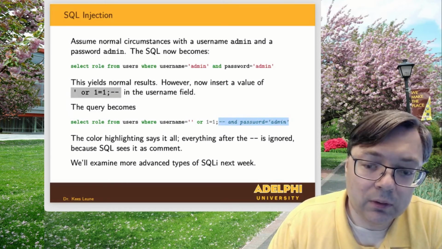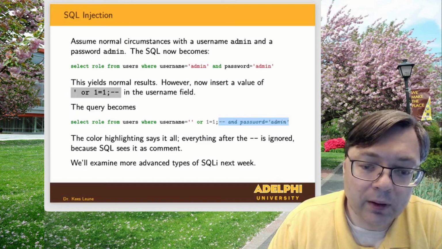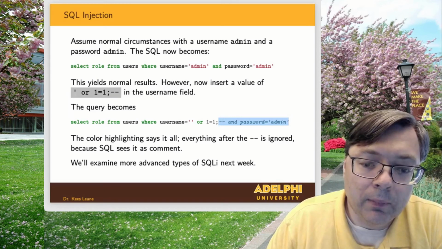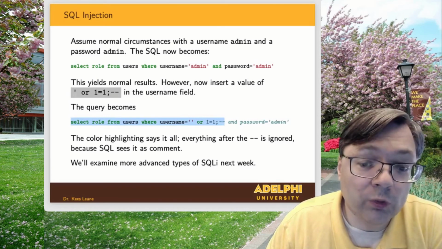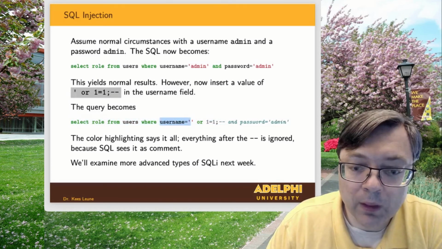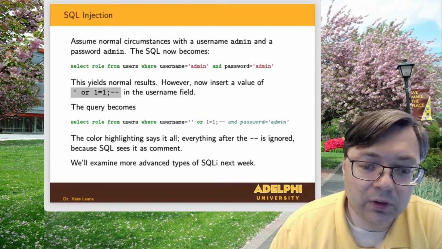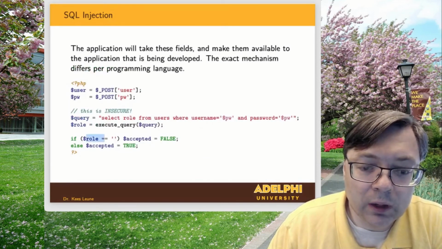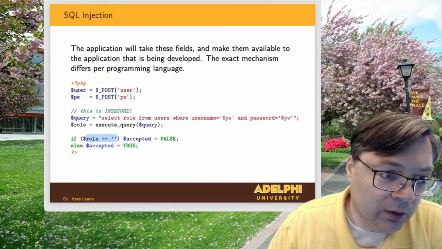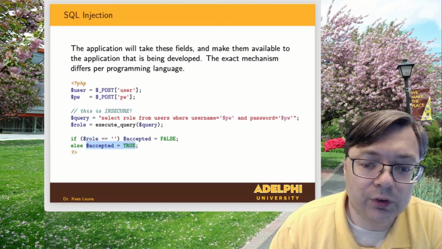So in this case, there is no check for the password anymore. The password is now considered to be a comment. And what does this return? Well, of course, this returns all roles. There is no username that is empty, but all users have a value of 1 that equals the value of 1. And if I go back to this, if role equals blank, no, role isn't blank anymore. It holds a whole lot of values. Well, in that case, accepted equals true.